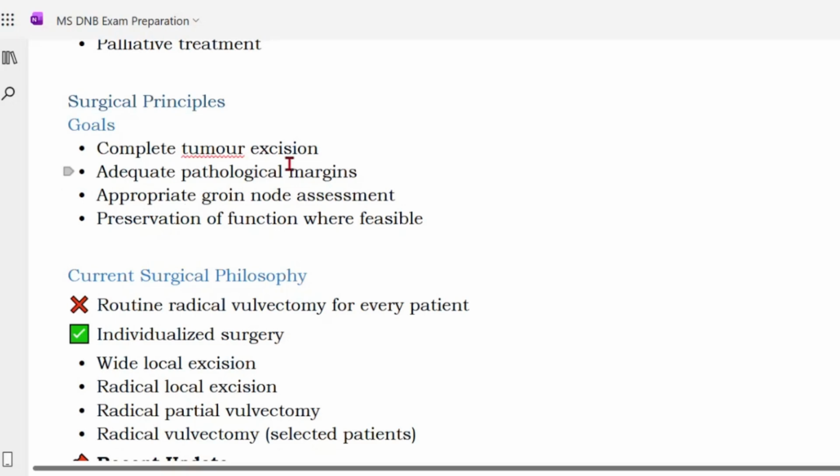Okay, so complete tumor excision with adequate pathological margins, appropriate groin node assessment, and second is the preservation of function wherever feasible. So these are the main goals of treatment when we are dealing with carcinoma of the vulva.